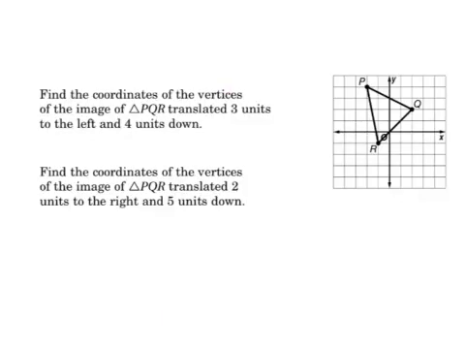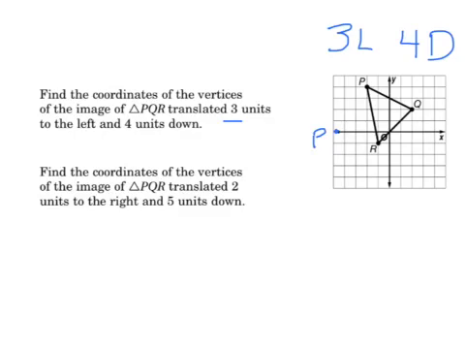Here it says to find the coordinates of the vertices of the image PQR when it's translated 3 units to the left and 4 units down. Well, to do that, we're going to move each point 3 units to the left and 4 down. I'm going to take each point. I'm going to start with point P, and I'm going to go 3 to the left, 1, 2, 3, and 4 down, 1, 2, 3, 4. So point P is now right there.